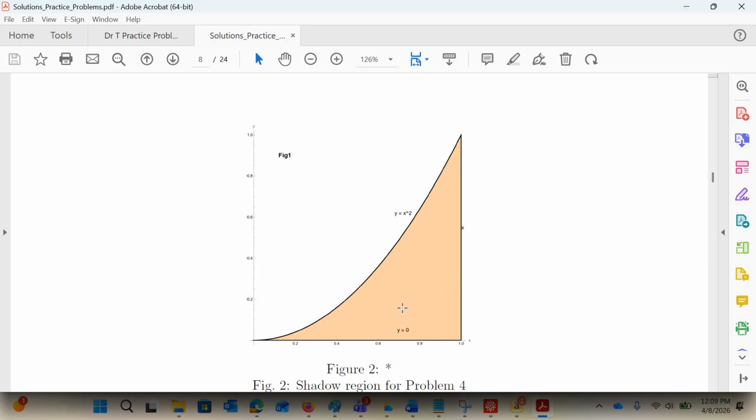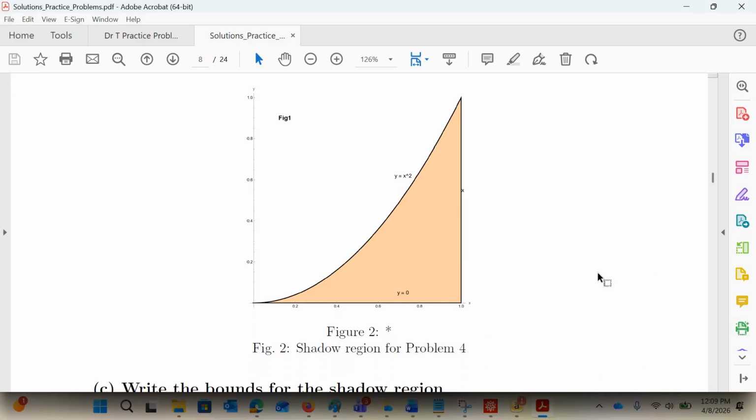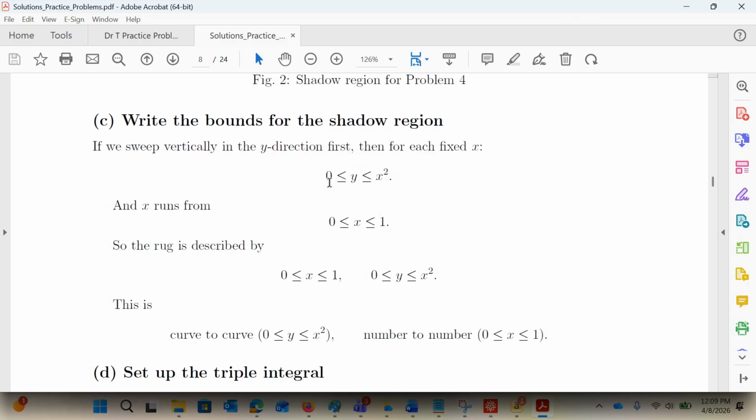But my second integral, the easiest thing to do would be to shoot vertically first. So I enter in at y equals 0 and I exit out at y equals x squared. And then if I made a horizontal line on here, I would go from 0 to 1 on the x-axis. So that's how to set up the easiest of the 6 triple integrals. The bounds for y were 0 to x squared, and number to number is 0 to 1.